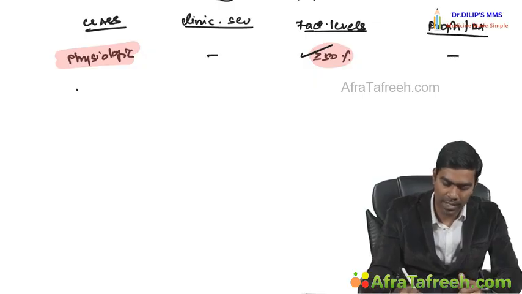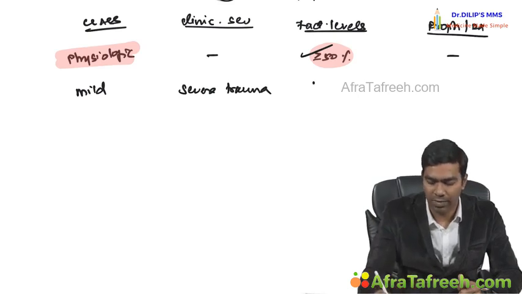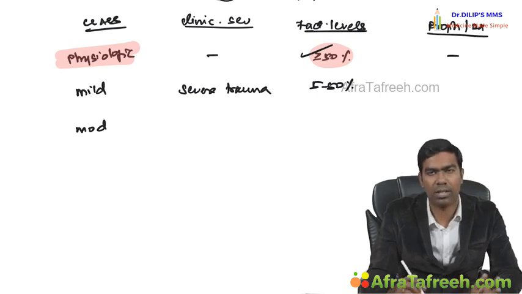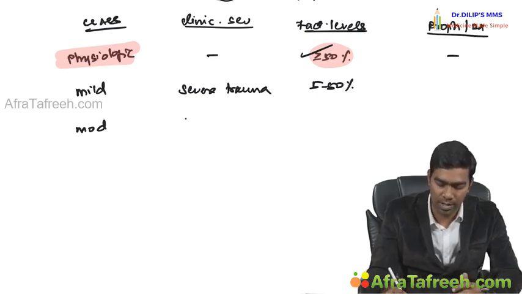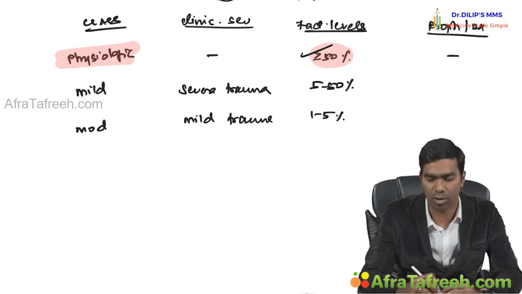And you have mild disease, where the patient will have bleeding only after severe trauma. Only severe trauma will cause bleeding, where the factor levels will be somewhere around 5 to 50%. Let us come to the prophylaxis in some time. Moderate cases will have bleeding even after mild trauma itself, where the factor levels will be just 1 to 5% of normal.